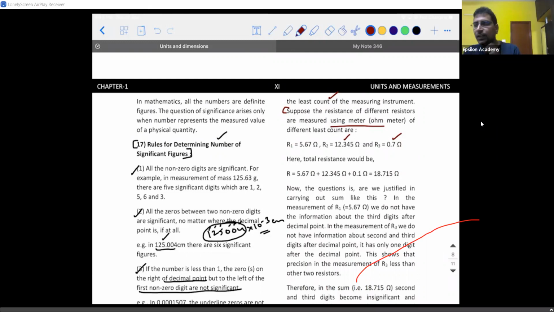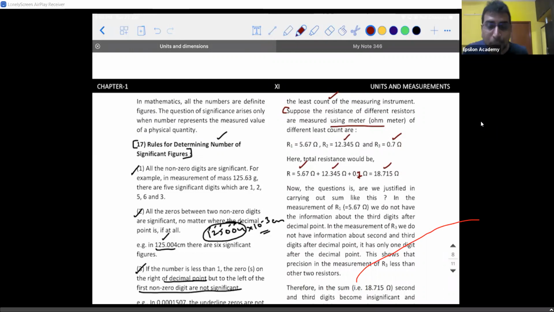Okay, when I connect them in series, what is going to happen to the new resistance? It will be the sum of all these values, correct? Means I need to ensure that I'm adding this 5.67 to whom? To 12.345 to this 0.7. When I do that, I am getting a value of 18.715.